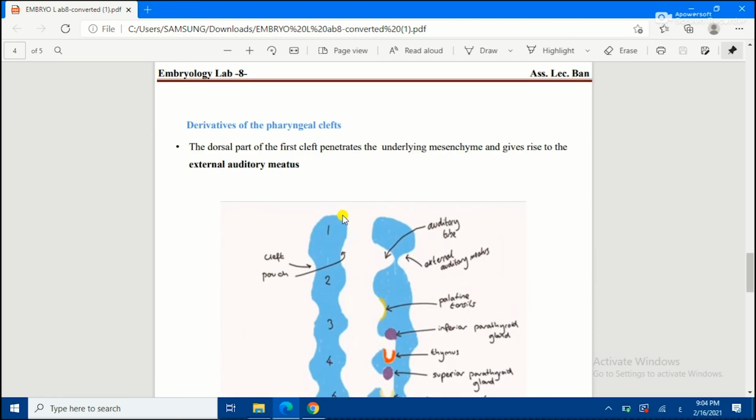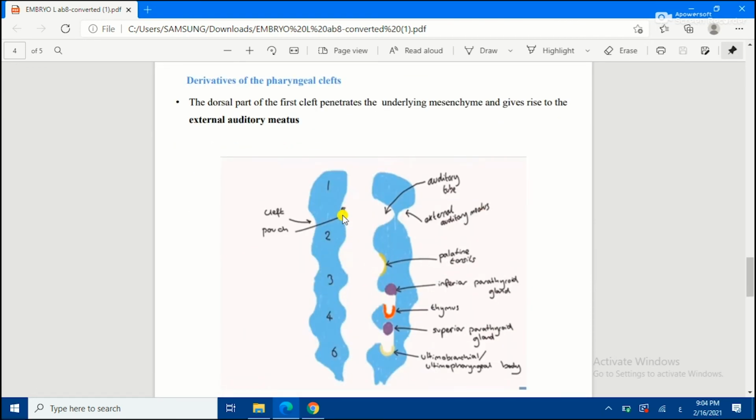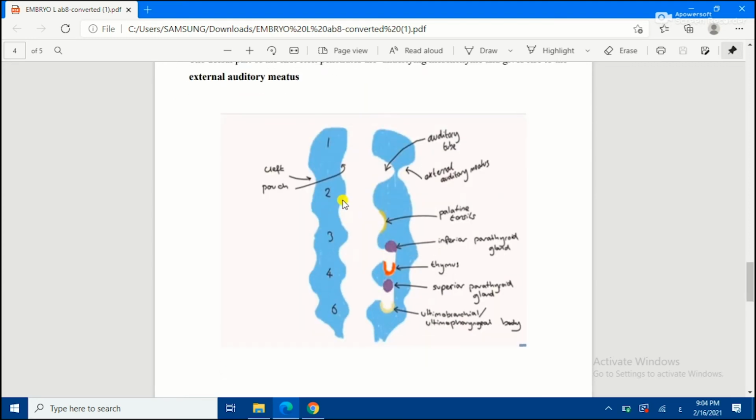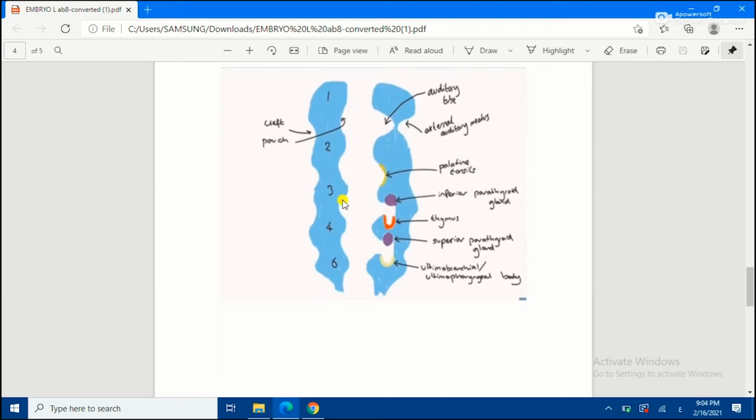If we come to the clefts, we will take cleft number 1, and we can say that the first cleft penetrates the underlying mesenchyme, and as we said, there is mesenchyme tissue lining the pharyngeal arch, and this will give rise to the external auditory meatus. Look, this is a drawn figure in order to make it clear in your mind if you want to memorize. Look, the cleft forms the auditory tube.